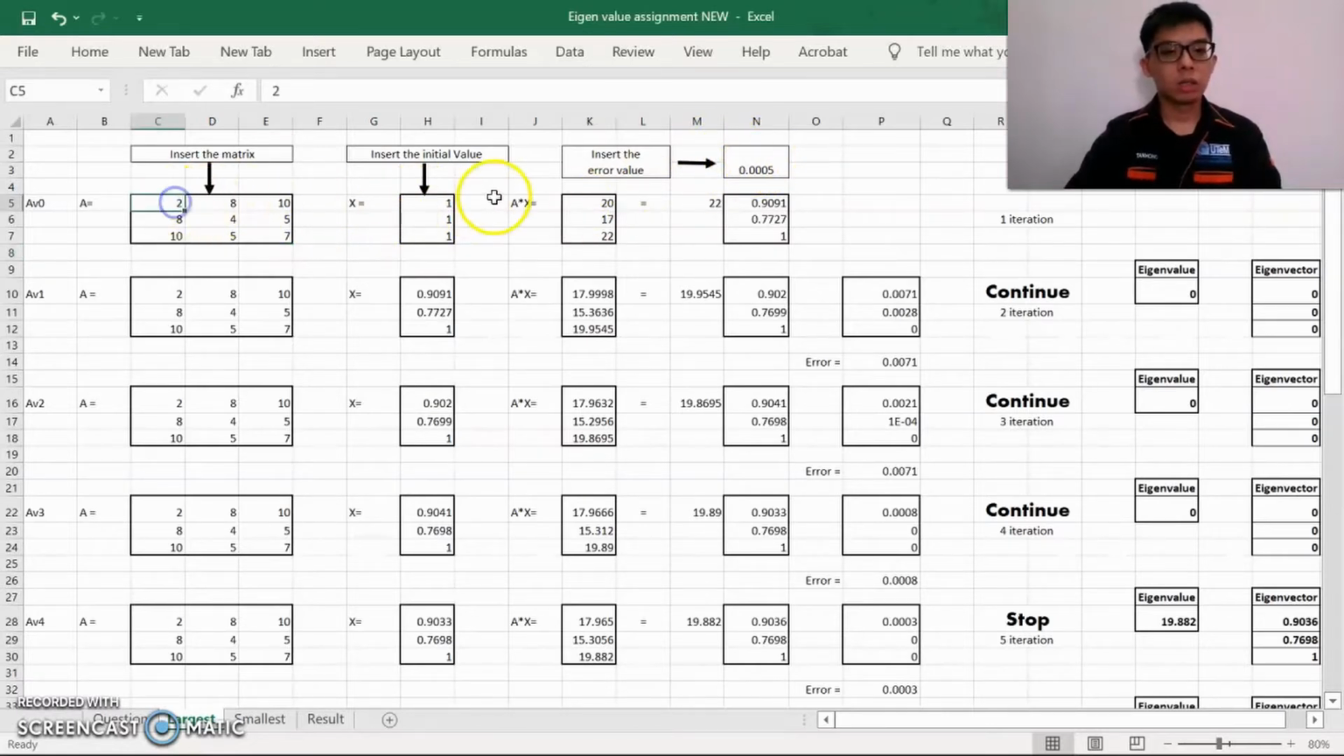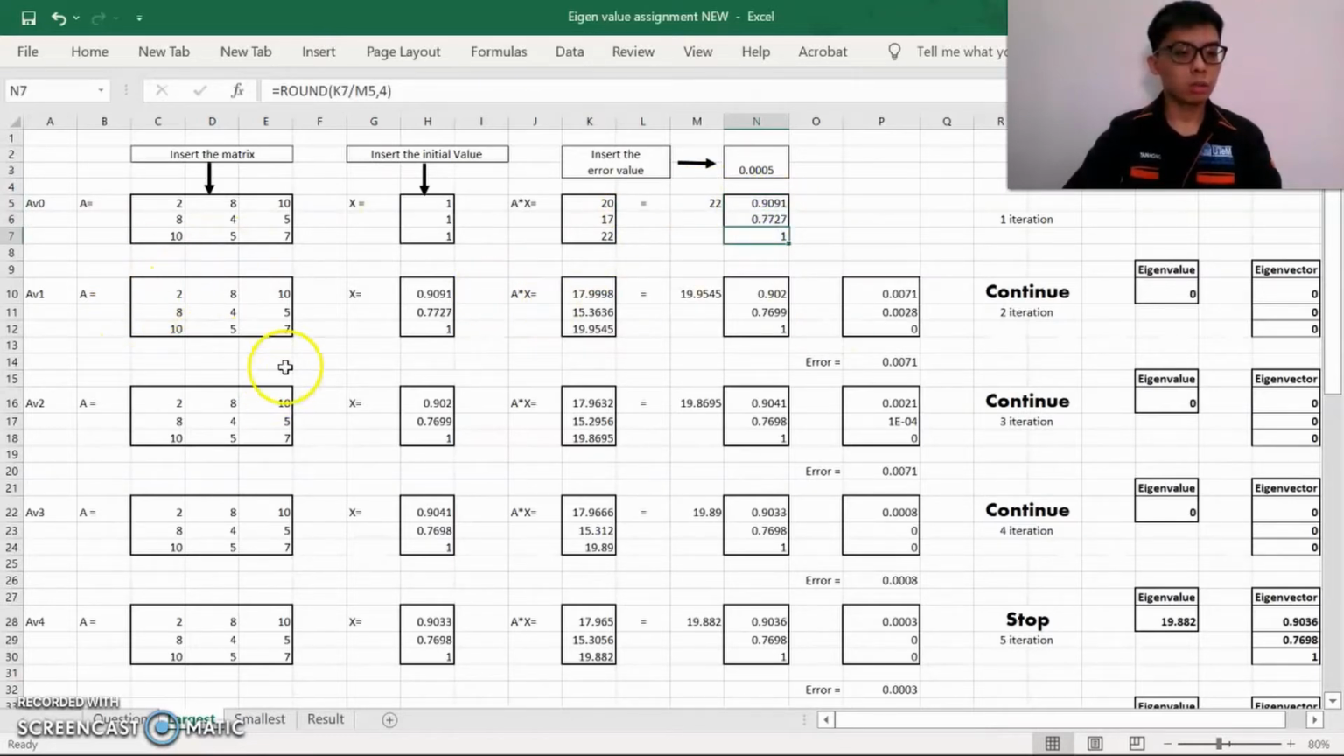By multiplying A times X, we have these three values. We can use MMULT to multiply these two matrices. The maximum value of these three is 22. Then we take 20 divided by 22, 17 divided by 22, and 22 divided by 22. And now we have these three values.